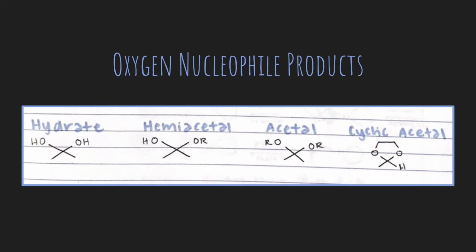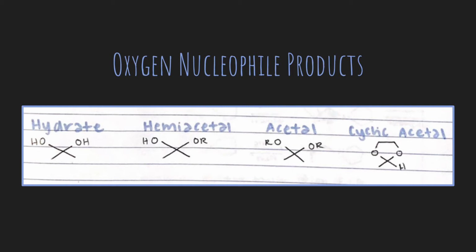Next, we have our oxygen nucleophiles, which can form a few different types of products. A hydrate can form, which is when we have 2 alcohol substituents on a single carbon. From there, we can also form a hemiacetal, which is like a hydrate but with an R group on one of the oxygens instead of a hydrogen. Then the hemiacetal can be used to form an acetal, which is when a single carbon has 2 OR substituents on it, so with that carbon between them.